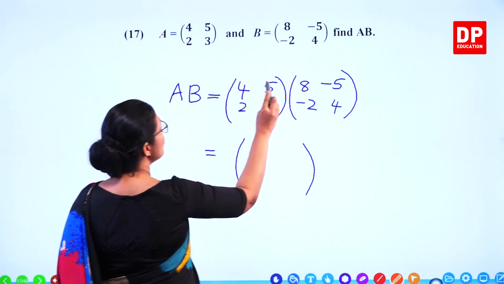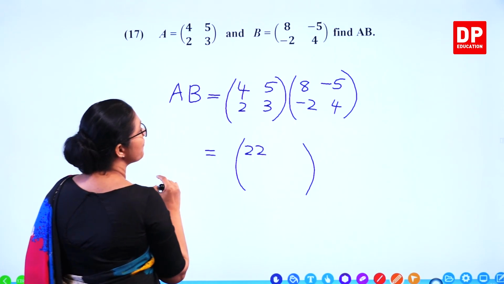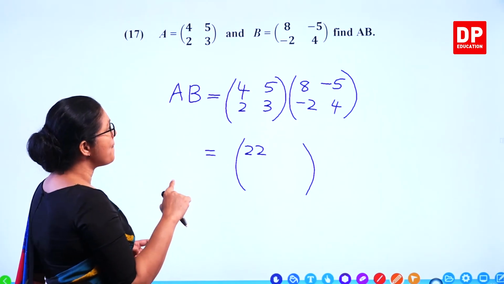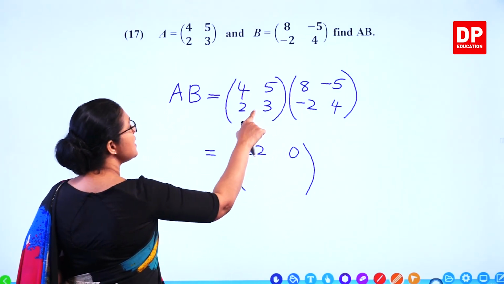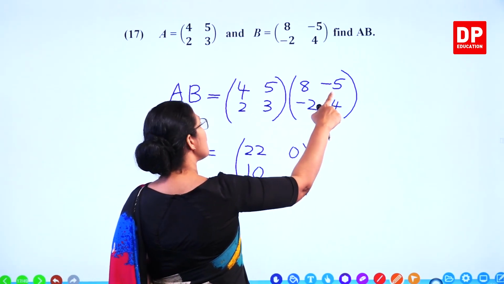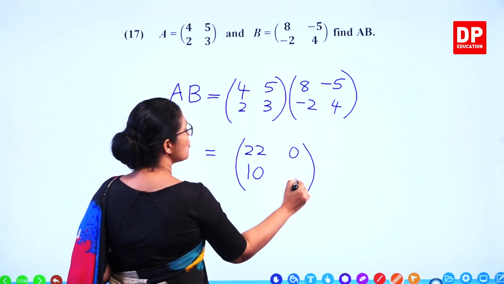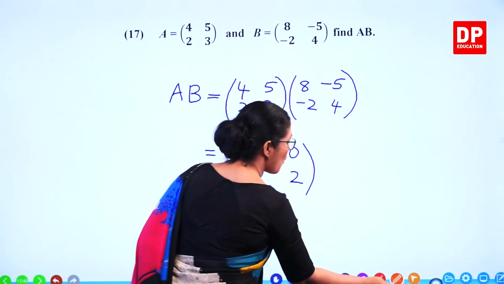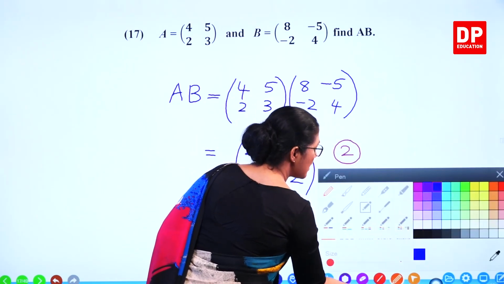4 times 8, 32. 32 minus 10, that's 22. 4 times minus 5, minus 20. 5 times 4, 20. Minus 20 and plus 20, 0. 2 times 8, 16. 16 minus 6, that's 10. 2 times minus 5, minus 10. Minus 10 plus 12, plus 2. So you get the multiplication. AB is this. So how many marks? Just 2 marks for every question in part A.